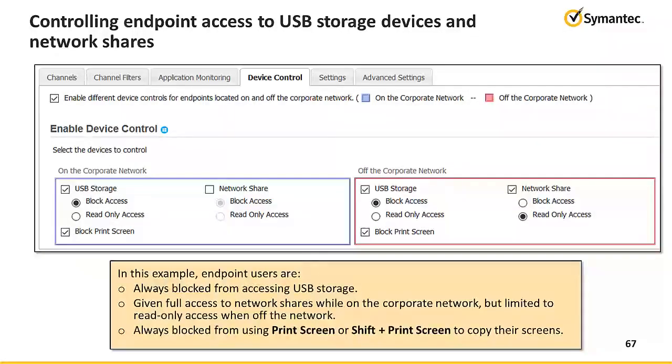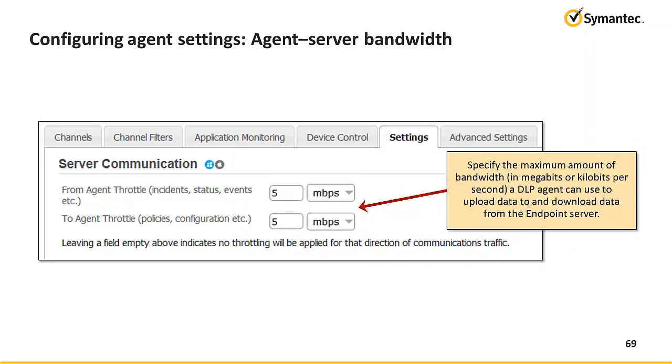To configure device control, first, on the Device Control tab, do one of the following. If you are not using location-based monitoring, select the device control options as needed. If you are using location-based monitoring, select the option Enable different device controls for endpoints located on and off the corporate network, and then specify device control options as needed for both on-network and off-network conditions. Secondly, select the Block Print Screen option if you want to prevent users from copying their screens using the Print Screen key, or the Shift Print Screen key combination. Lastly, click Save.